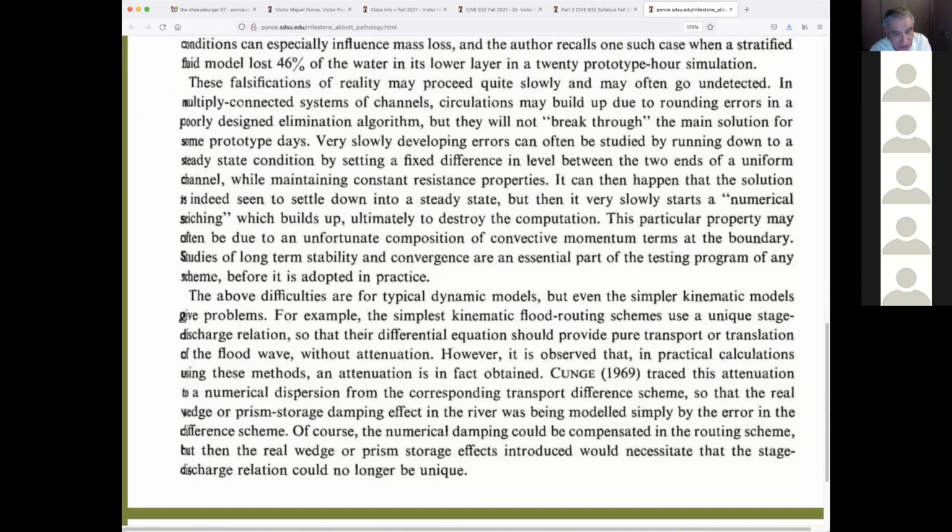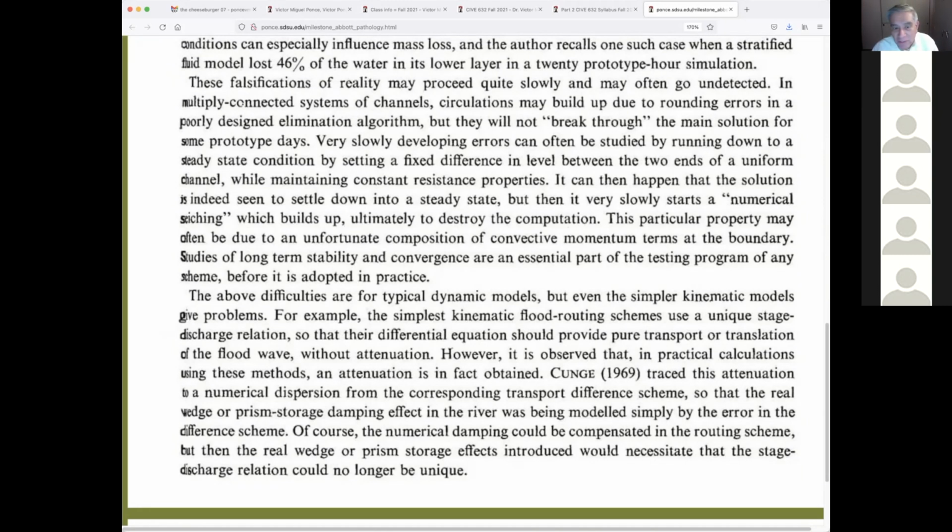So that's history, okay? Now, the above difficulties are typical for dynamic models. Yes, yes. These guys, the Danish hydraulics at the time, were pushing the dynamic wave model because the Conch method had not come of age yet, right?